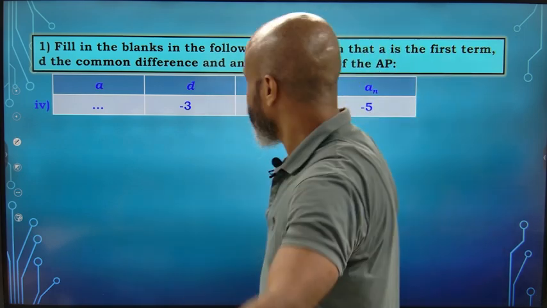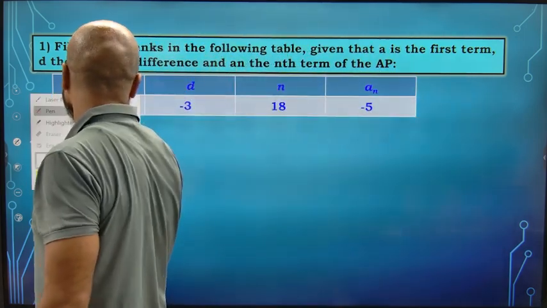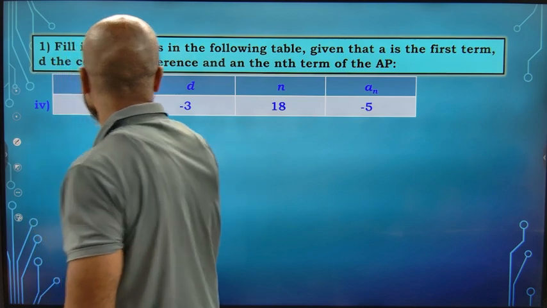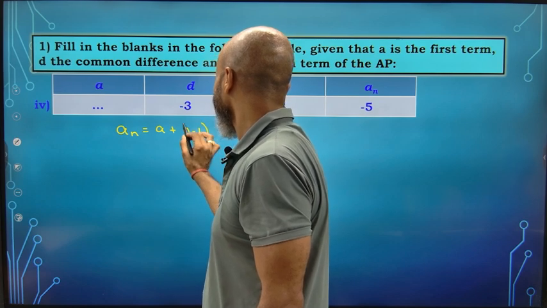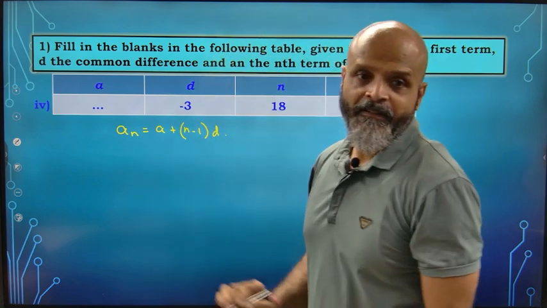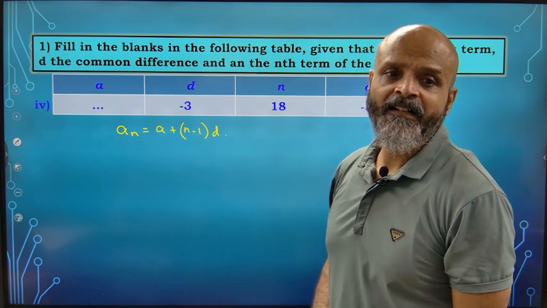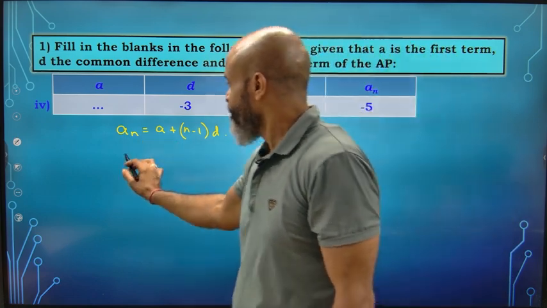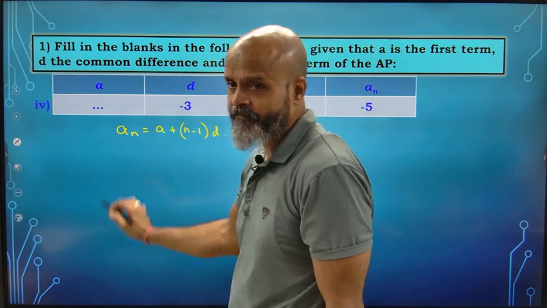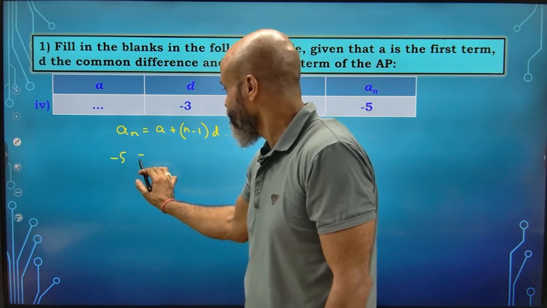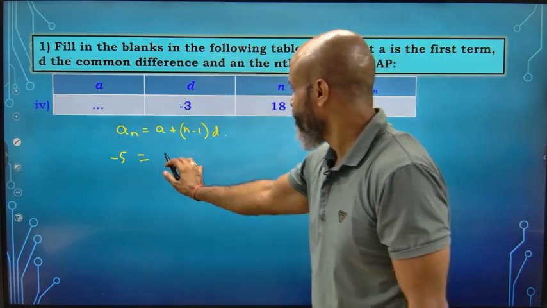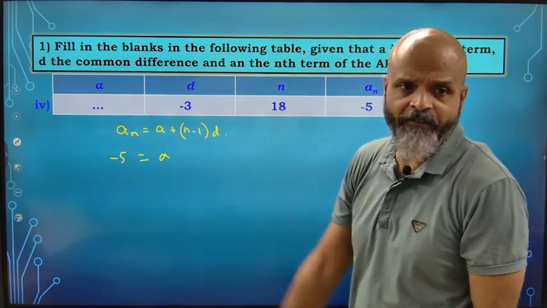Formula? An is equal to a plus n minus 1 into d. In place of an, what do we write here? Minus 5 is equal to a. A is not known, so in place of a we will put a as well.